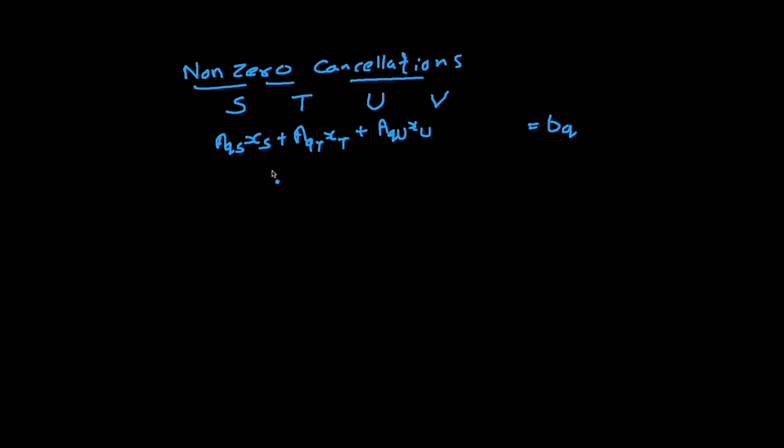The second constraint is something like this. It's the R constraint. So A_RS X_S plus A_RT X_T. It doesn't have anything on U, and the V part has A_RV X_V, and this is less than or equal to B_R. Okay, so the first constraint has to be an equality constraint, and this constraint has to be an inequality constraint.